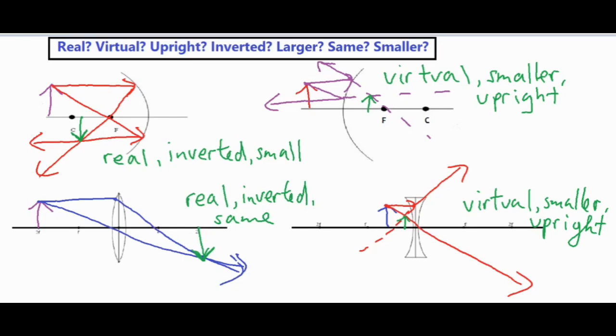Obviously, those are going to be upright, and those are going to be the same size as the actual object. That's why we use flat mirrors to see images of ourselves. In all other cases, they could vary in size, but they will definitely be virtual if they're going to be upright. I hope that was helpful in helping you draw different ray diagrams and figure out if they're real, virtual, upright, inverted, larger, same, or smaller.